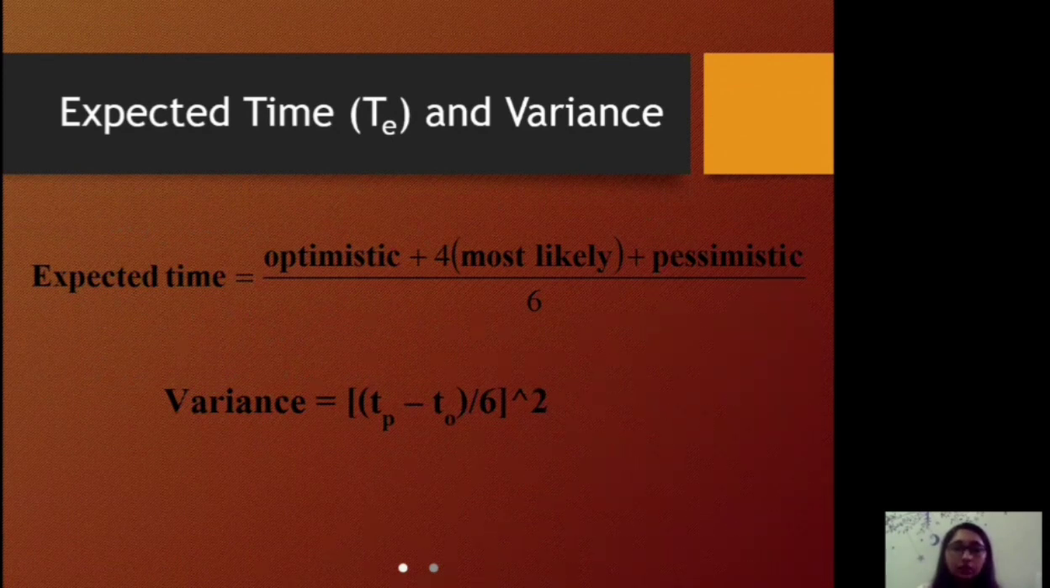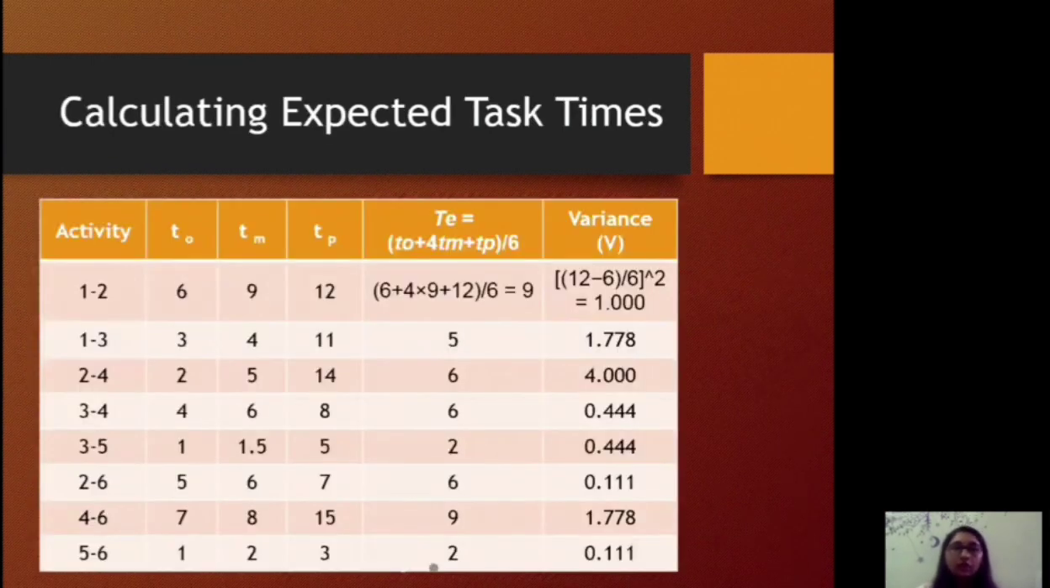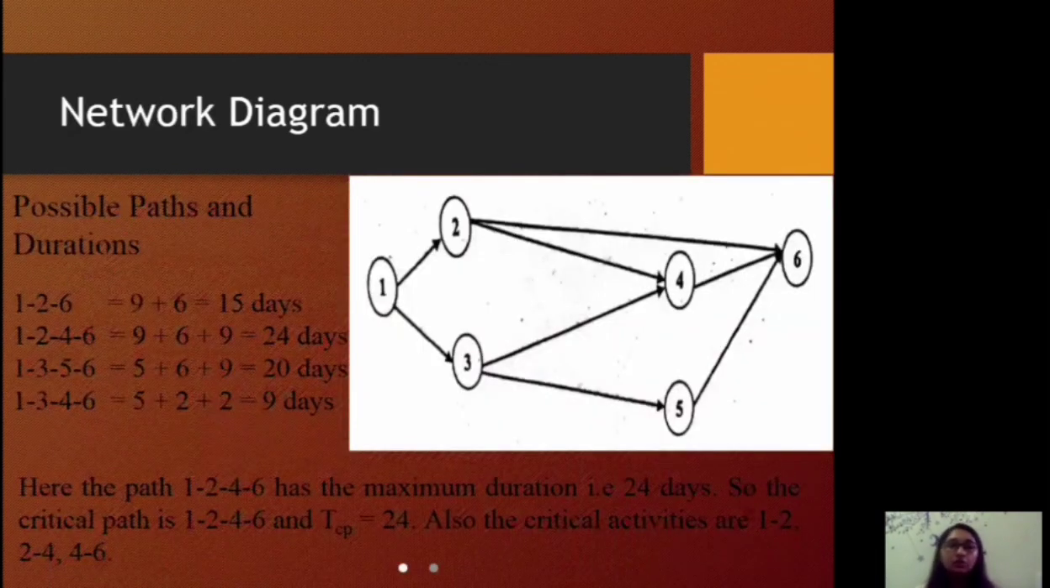Now to calculate the expected time, this is the formula: optimistic plus 4 times most likely plus pessimistic, divided by 6. And then we need variance as well. The formula is (TP minus TO) divided by 6, all squared. Now, calculating expected time. As seen above in the sum, activity TO, TM and TP are already given, and with the formula we get expected time and variance. Now we need to draw the network diagram.